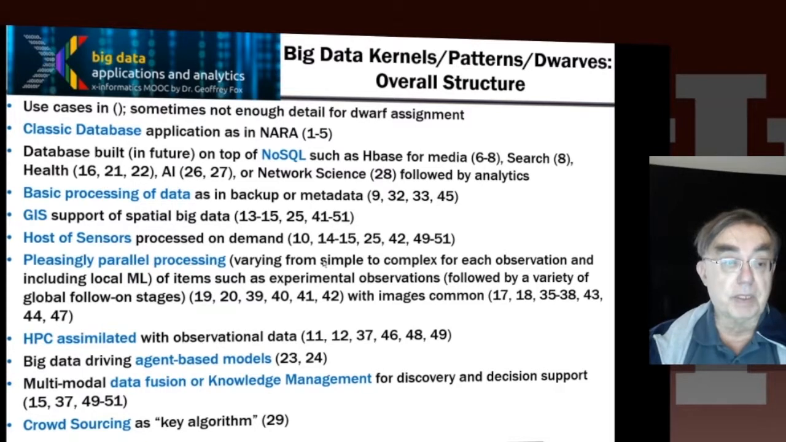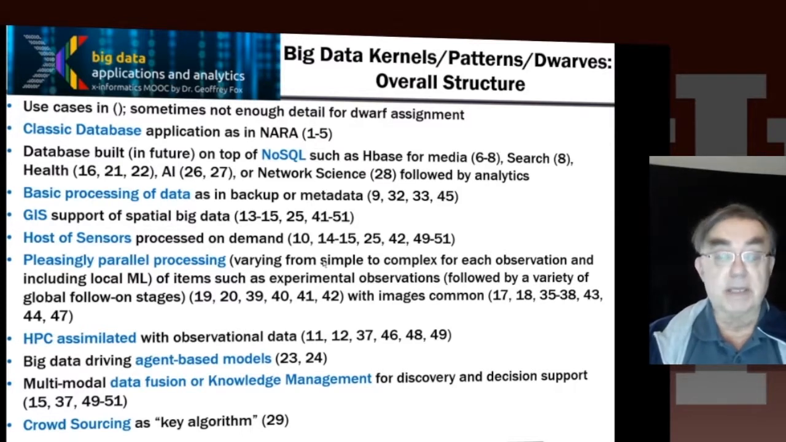Another class are just built around hosts of sensors, or sensors are again the Internet of Things, and there are, I think, 8 such applications there. Pleasingly Parallel really pointed out how important that was, and that can involve actually quite a lot of computing at each point, like in the CERN analysis and the Large Hadron Collider. It takes 10 to 20 seconds to analyze each event.